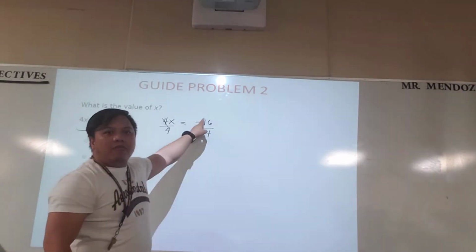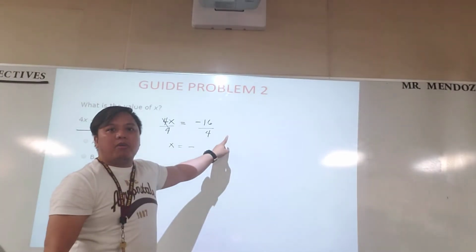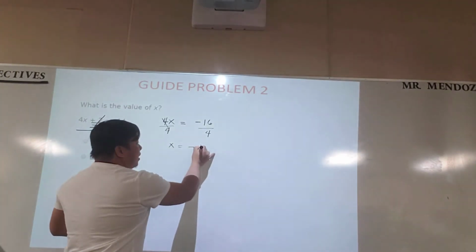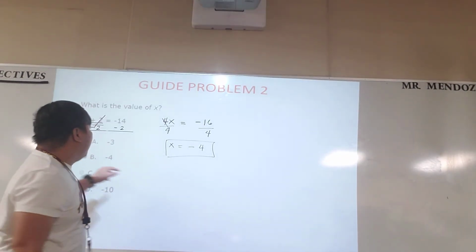What is negative divided by positive? That's going to be negative. And 16 divided by 4, that will give you what? 4. So the value of x right here is negative 4.